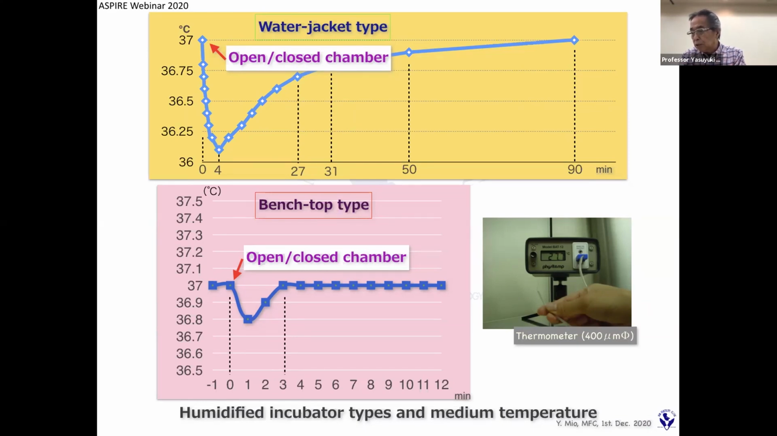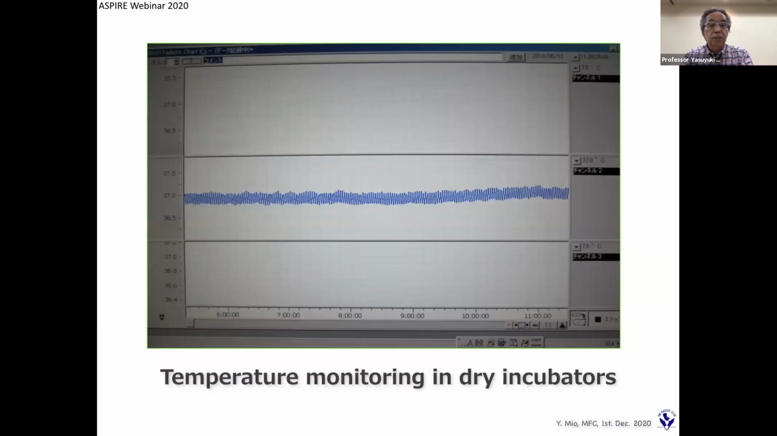Then the temperature in both incubators gradually increased to 37 degrees, but the water jacket type took around 90 minutes to recover to 37 degrees, whereas the benchtop type recovered in 3 minutes. In terms of the stability of the temperature, the benchtop incubator is superior. However, if the chamber is not opened in any incubator, the temperature is quite stable and able to be maintained at an optimal range. This is one of the examples of temperature monitoring of a benchtop incubator.